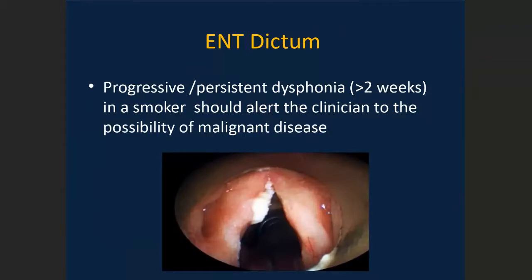ENT dictum: any patient who presents with progressive, persistent dysphonia for more than 2 weeks, and is a smoker, should alert the clinician to the possibility of malignant disease, especially if he is an old smoker with progressive dysphonia. Think about malignancy until proven otherwise. If you have a whitish membrane or mass here, it can be malignancy. So you will need to look for that and approach that patient.